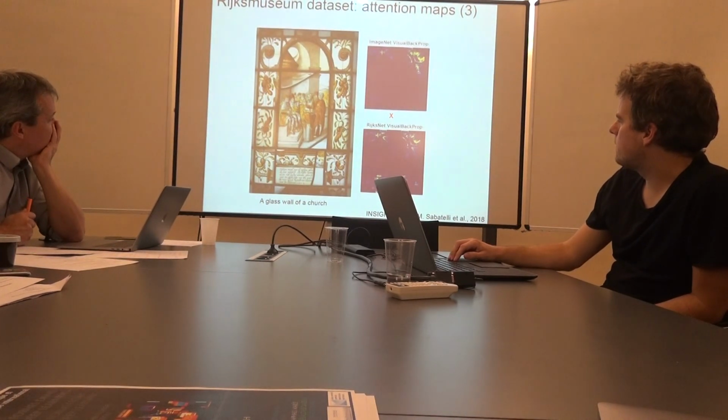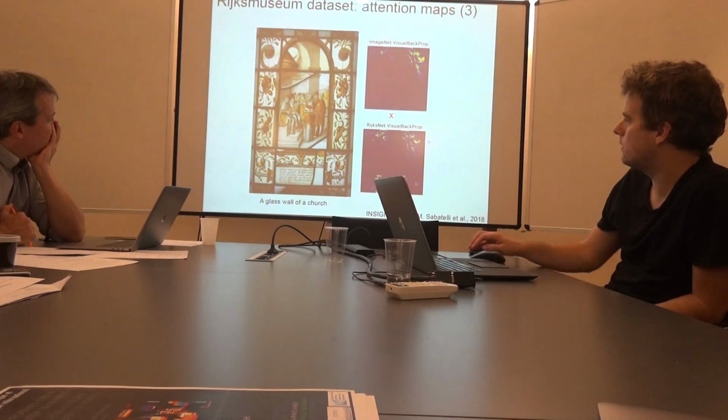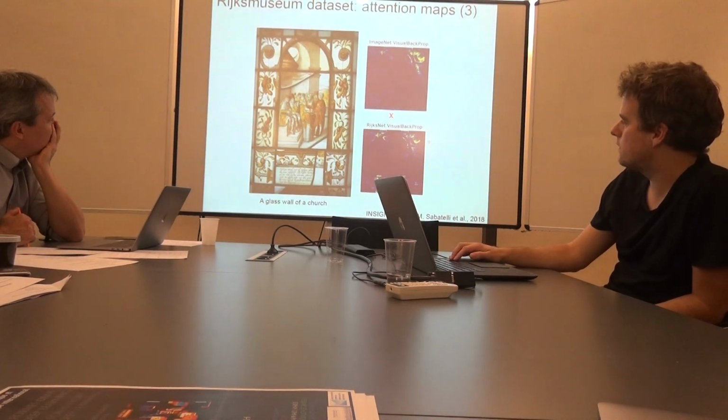In this case, the goal was to recognize the material, which is a glass wall of a church, and the network seems to actually use the text in the bottom part to correctly identify, and also this region to correctly identify the material of this image.